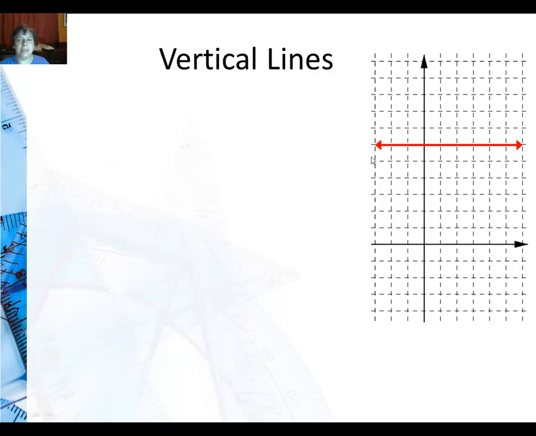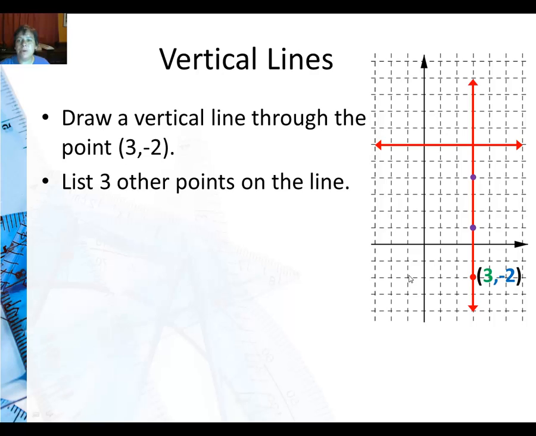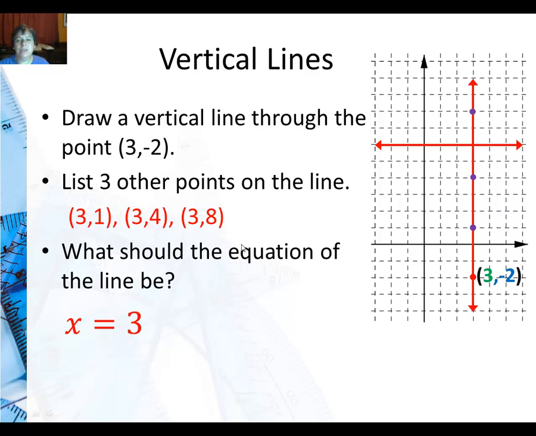For vertical lines, and I'm leaving the line up there because you're going to draw this on the same graph, it's going to be a little more interesting. So we're going to draw a vertical line through the point (3, -2). There it is. And what I want to do is look at a couple other points on this line. So here we go. Here are a few other points and their coordinates. What do you notice about the behavior of this line? Well, it's x equals 3. So the equation of the line is x equals 3.